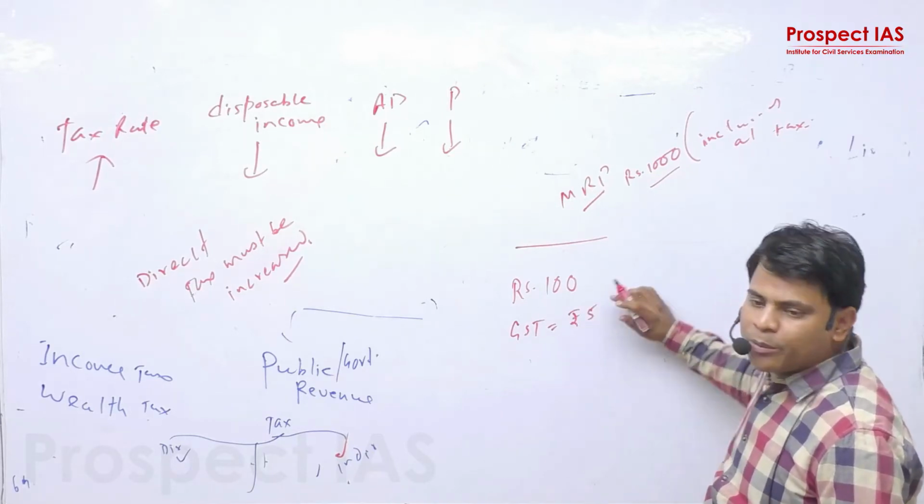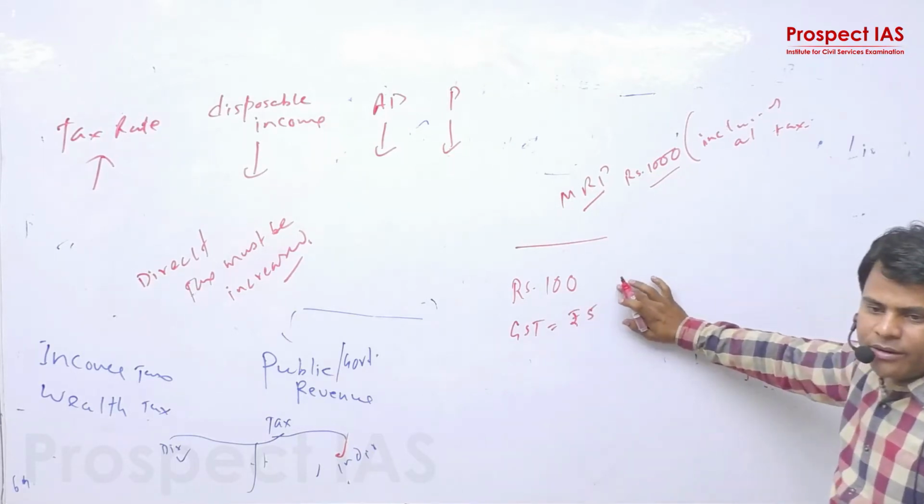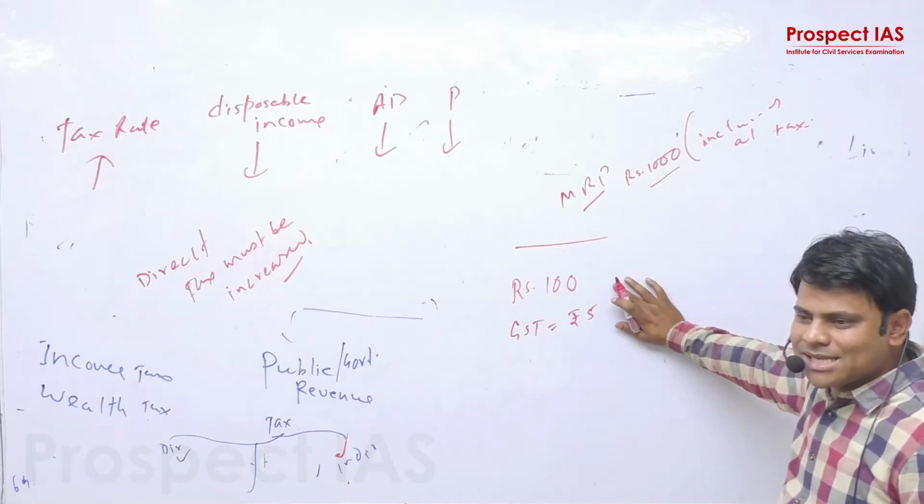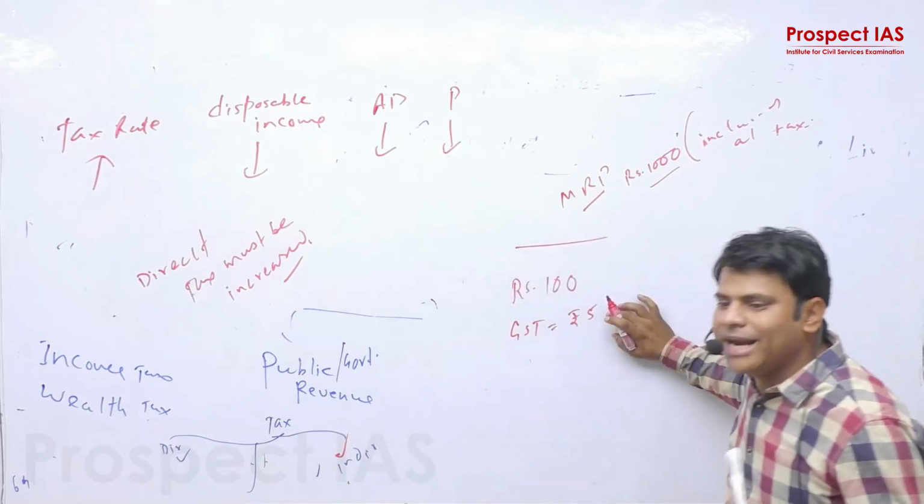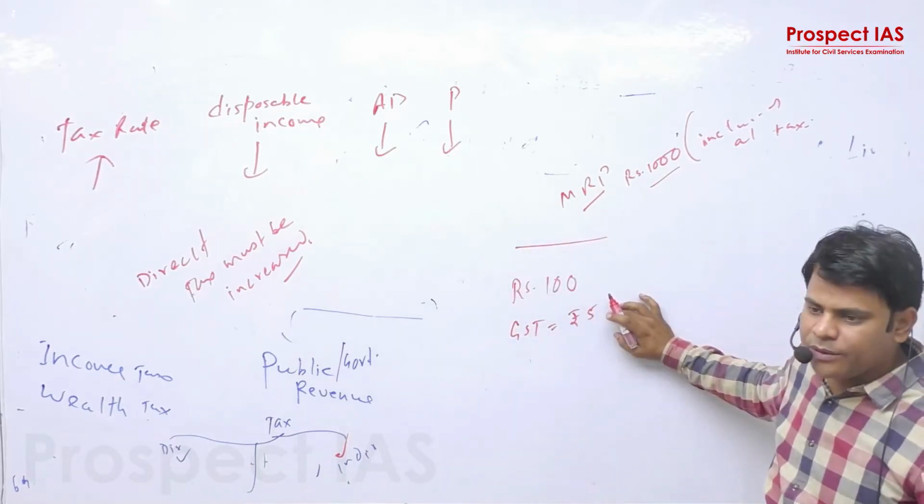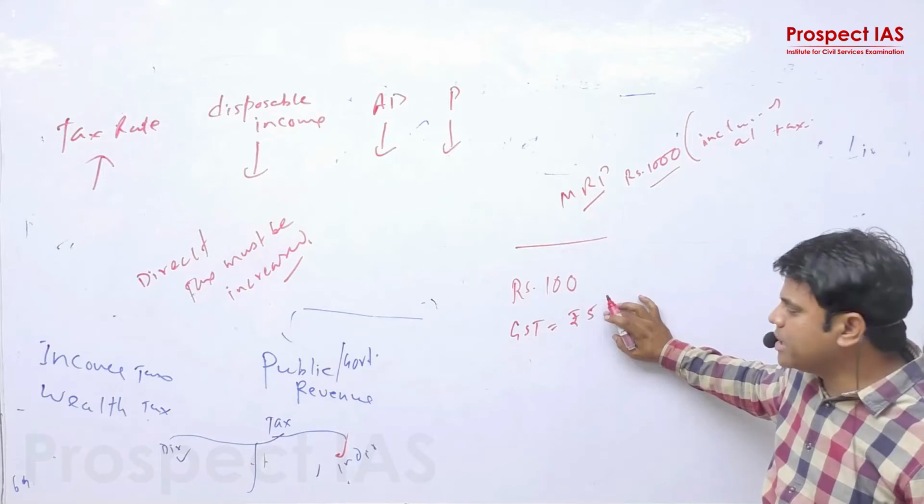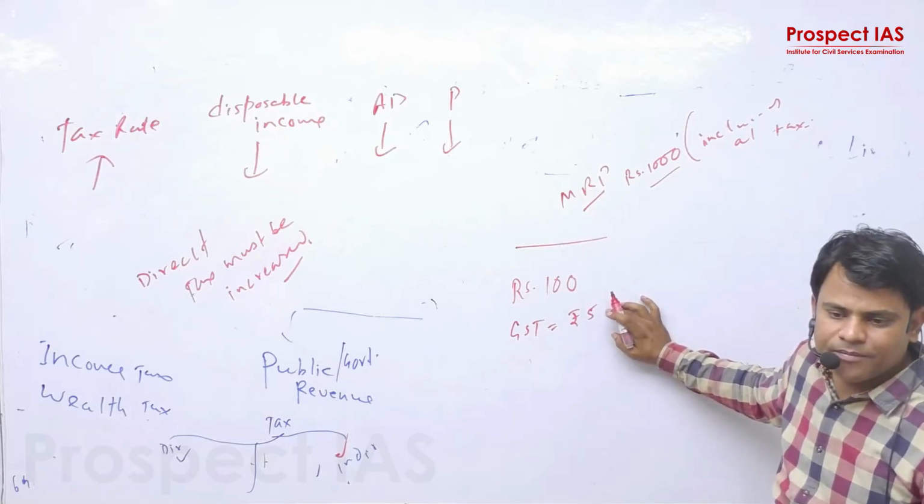So at what price will I sell this commodity now? When there was no taxation, I was selling this commodity at 100 rupees. Now 5 rupees I need to pay to the government by way of GST. So how much will I sell this product at?